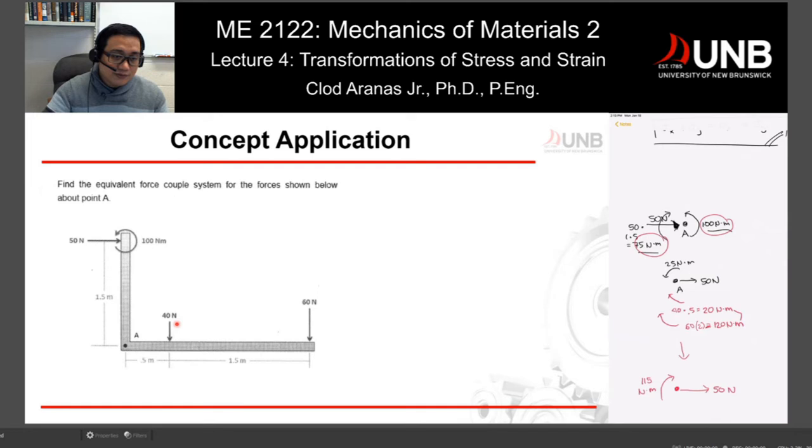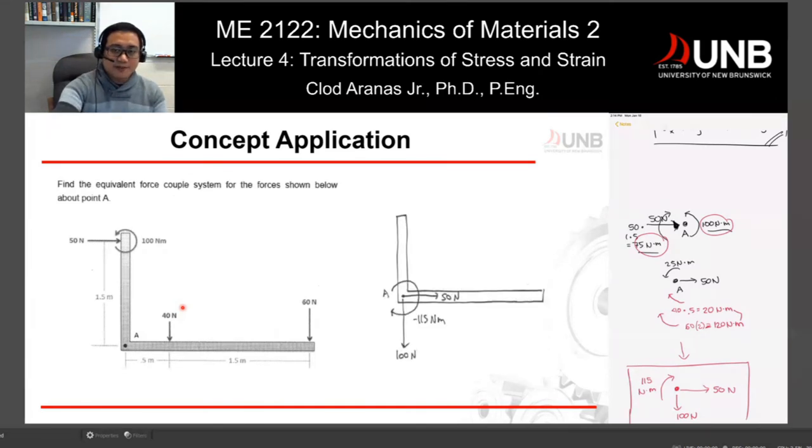And now I can transfer this 40 and 60 to my point A. So I'm going to have 100 pointing down. So I have 100 newtons here. So that would be my final stress state at this specific point. Now, the question here is, how can I apply stress transformation here? Not yet, because this is just showing you in two dimensions how it works, but this type of force couple system would work perfectly if you have three dimensions. So this would be the force couple system of this figure on the left side.